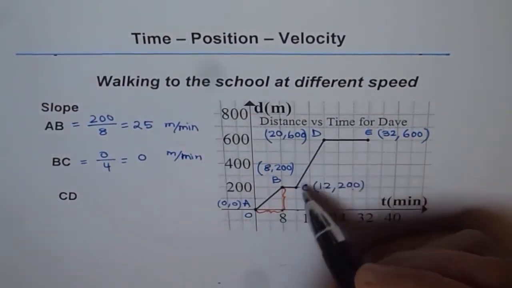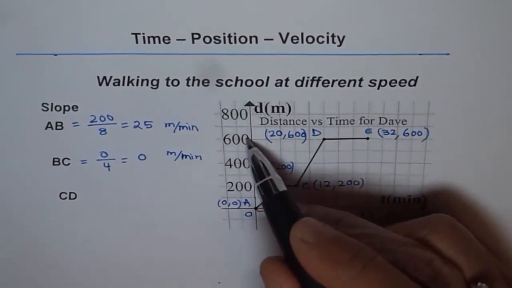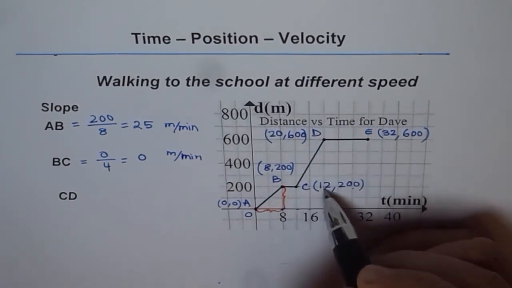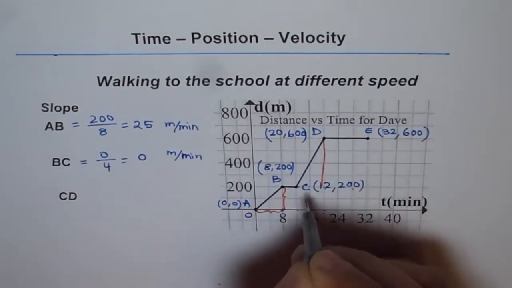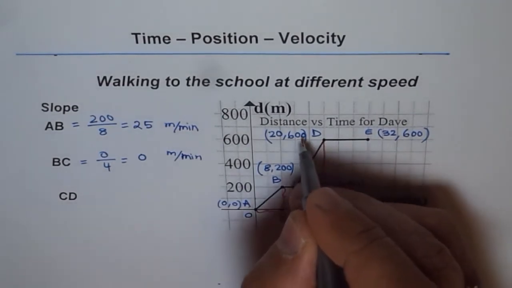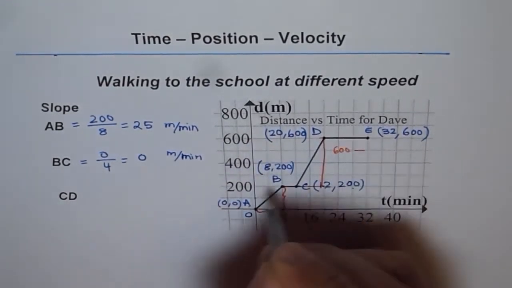Now along the leg CD, change in distance is 600 minus 200, right? 600 minus 200. See, that is the change, the triangle, which we are considering now. So the change in distance is 600, 600 is this distance, minus 200.